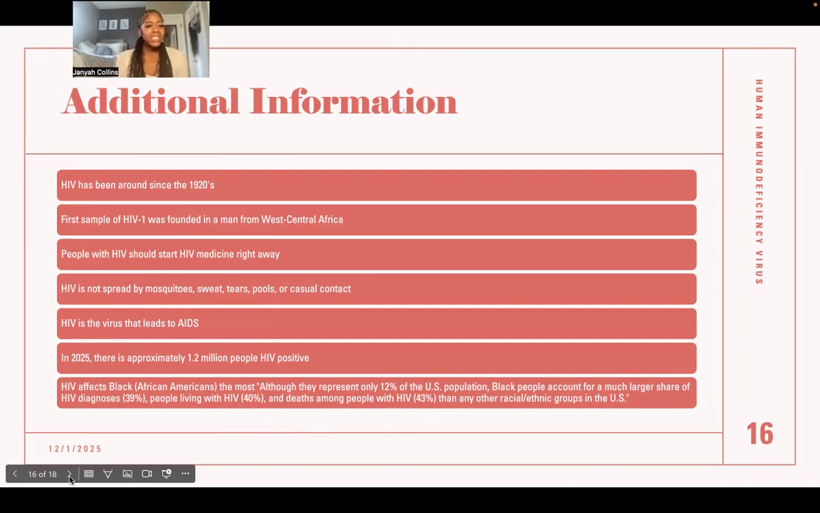HIV cannot be spread through mosquitoes, sweat, tears, pools, or casual contact, such as hugging. HIV is the virus that leads to AIDS. And in 2025, there were approximately 1.25 million people who are HIV positive. And HIV affects Black people, African Americans, the most.